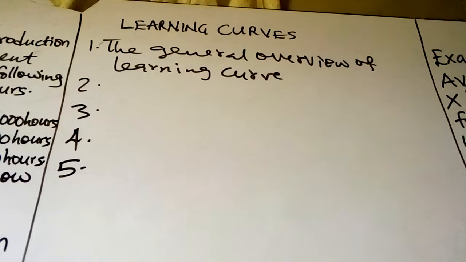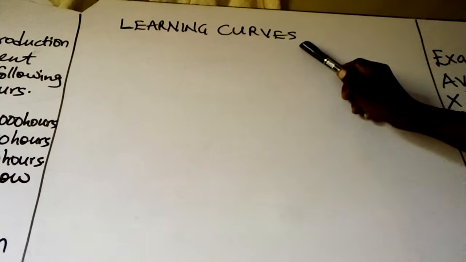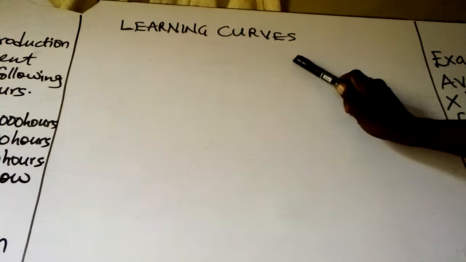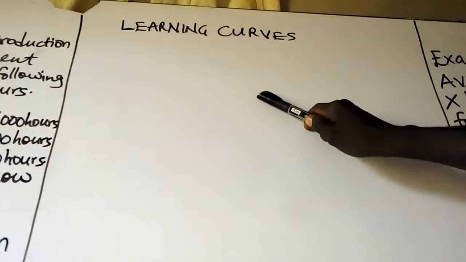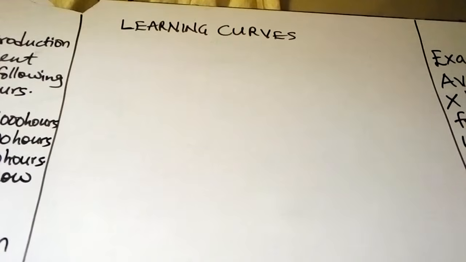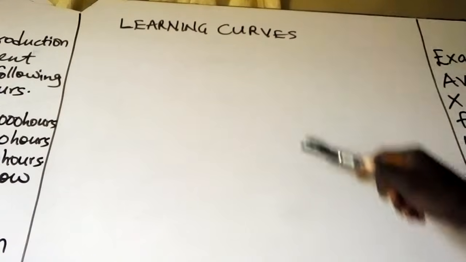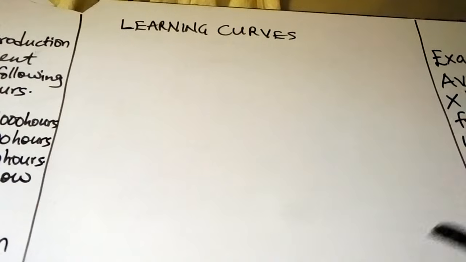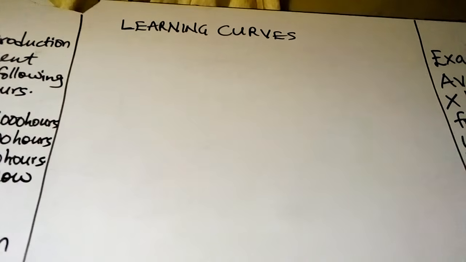Learning curve theory operates on the assumption that as a worker becomes familiar with a new job, his experience increases, resulting in a decline in the time required by him to perform the job.